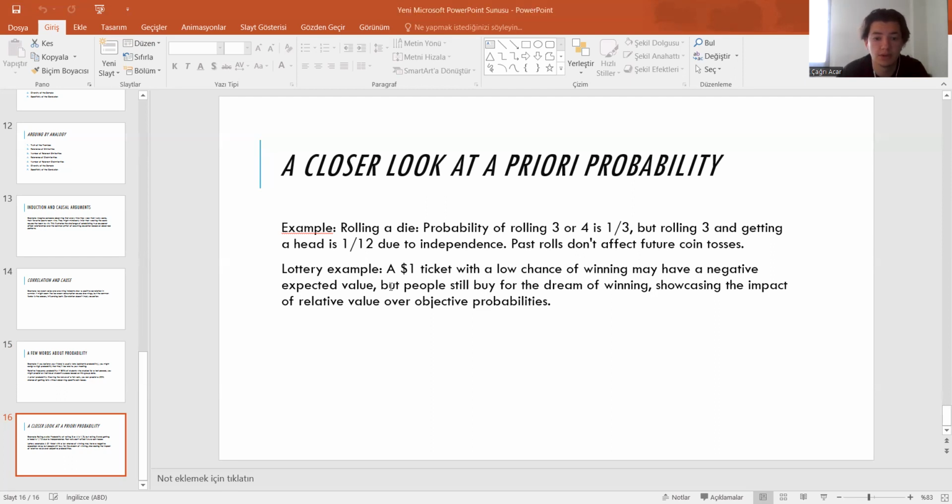And there is an example, as you can see. Rolling a die, the probability of rolling a 3 or 4 is 1 in 3, but rolling a 3 and getting heads is 1 in 12 due to independence. Past rolls don't affect future coin tosses. Another example: a $1 ticket with a low chance of winning may have a negative expected value, but people still buy it for the dream of winning, showcasing the impact of relative value over objective probabilities.